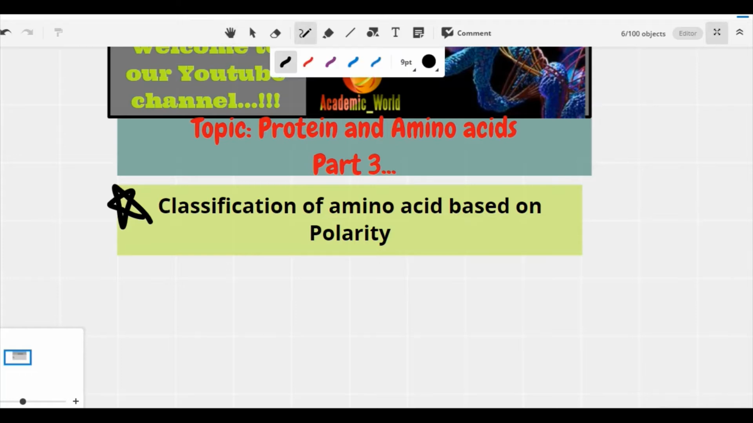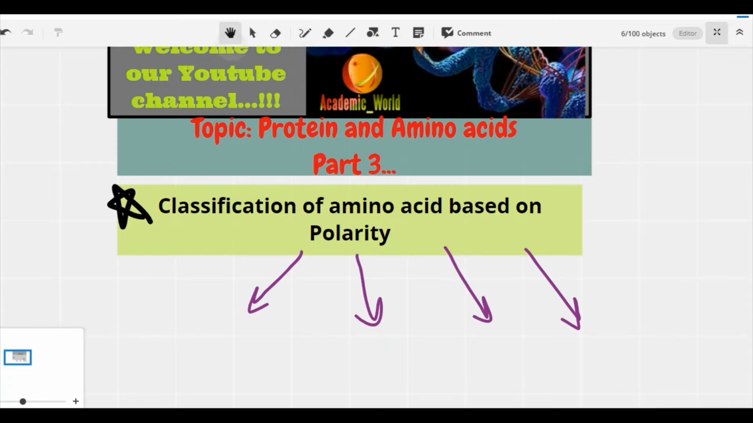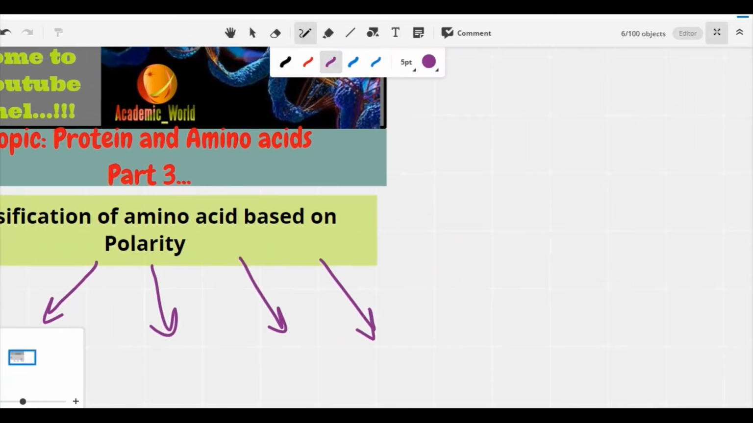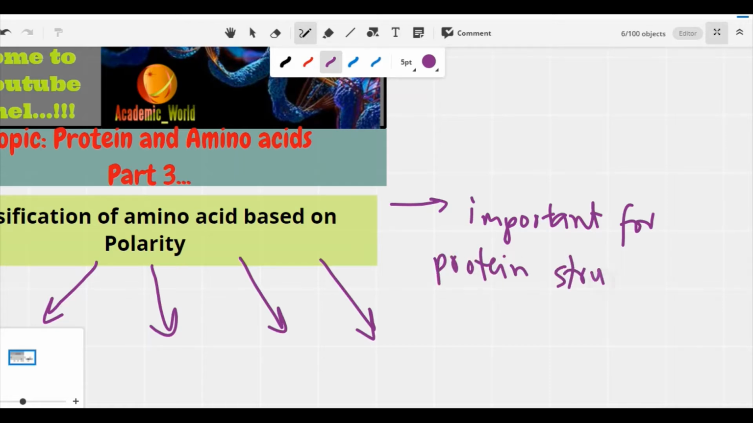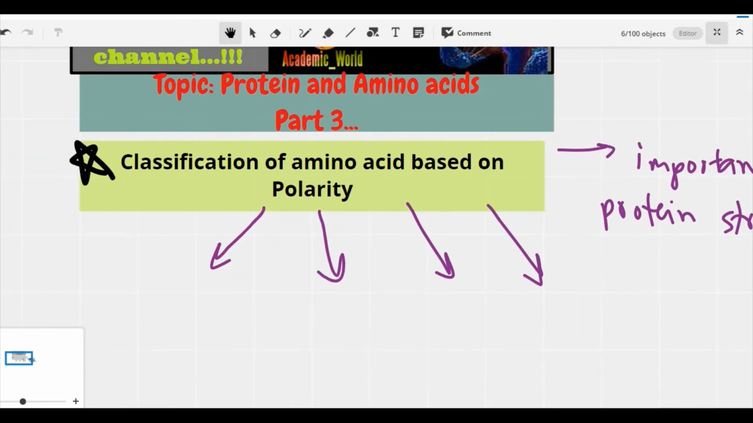We have to divide the amino acids based on polarity into 4 groups, because polarity is important for protein structure. Okay, so that's why we need to discuss it. Here I am going to write these 4 groups' names.